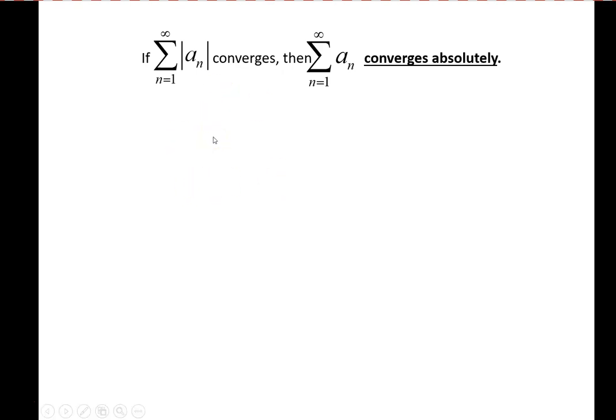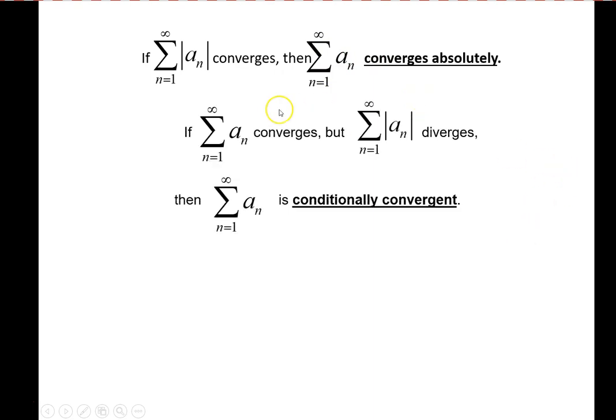So, all right, let's write this down. This is a theorem that kind of sums up what we just said. If the absolute value of a series converges, so if the series converges without the alternating part, then we say the original series that's alternating converges absolutely. If the series converges, but the absolute value of it diverges, then we say that the alternating series is conditionally convergent. So make a note here of these two examples.